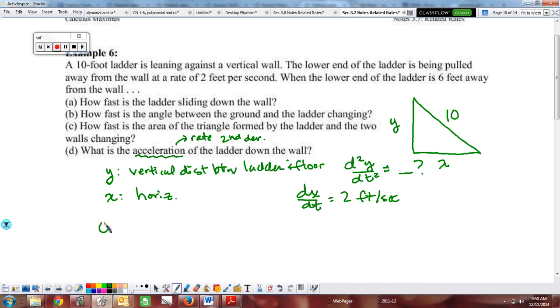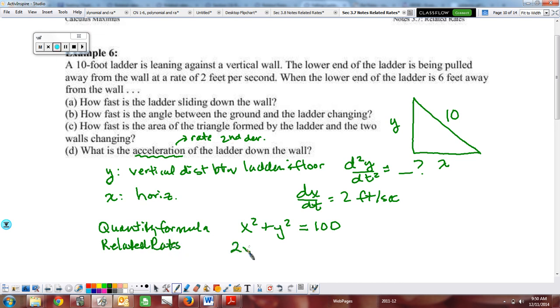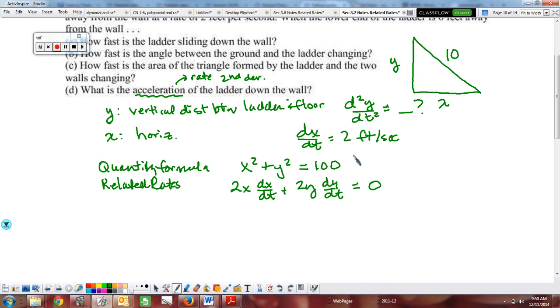We had our quantity formula: x squared plus y squared equals 100. We already did our related rates formula, which was 2x dx/dt plus 2y dy/dt equal to 0, just bringing that from the previous page. Now remember that what I'm trying to do, and this is where we're going to need a little work, we're trying to find the second derivative. And what I have here is your first derivative. So I'm going to need to take the derivative again.